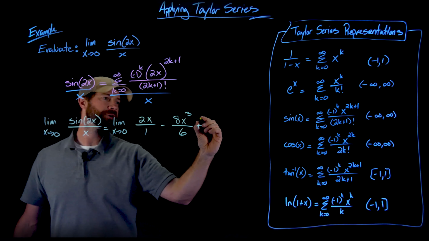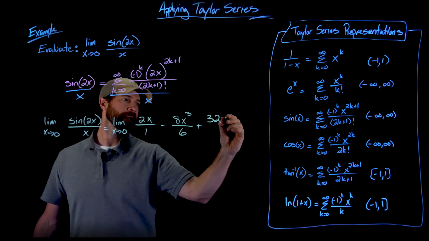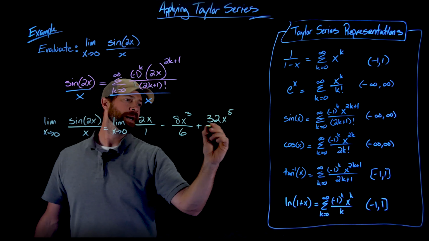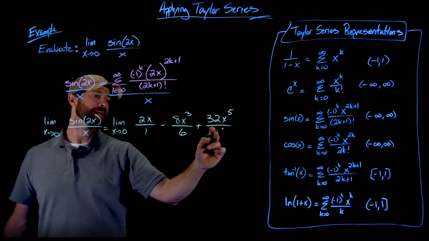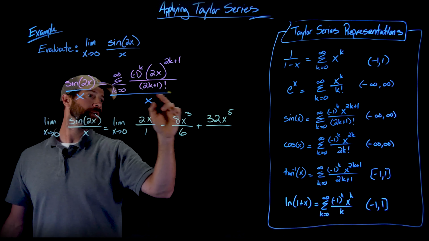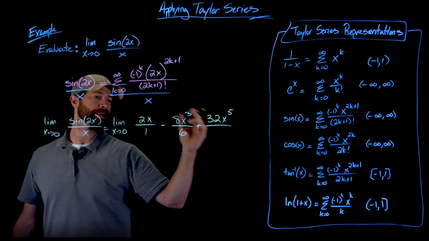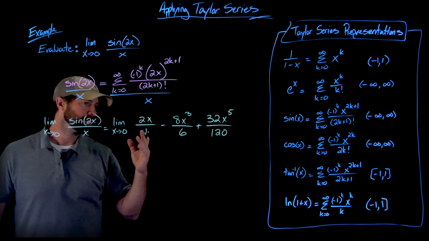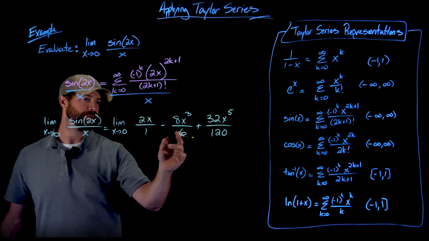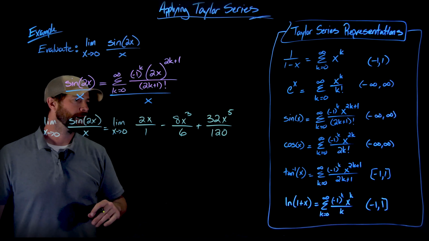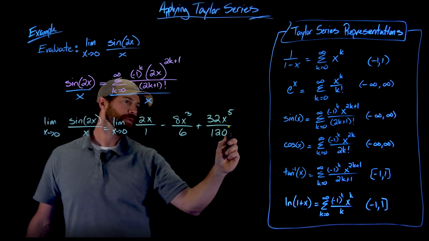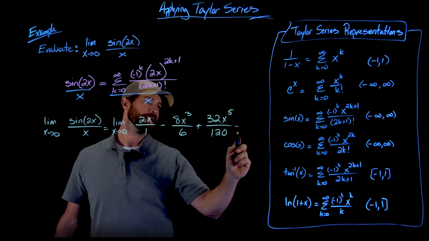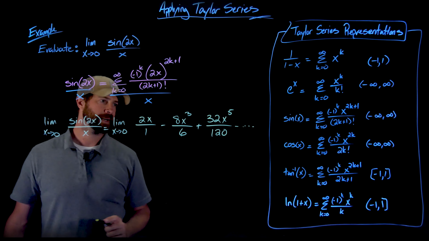2 to the 5th is 32. And x to the 5th. And then down here, this must be the factorial of 5, so it's 5 factorial. I actually know 5 factorial is 120, but you could just write 3 factorial, 5 factorial, but I'll throw in some of those numbers there. I know the next term is going to be negative in this alternation, and on and on.